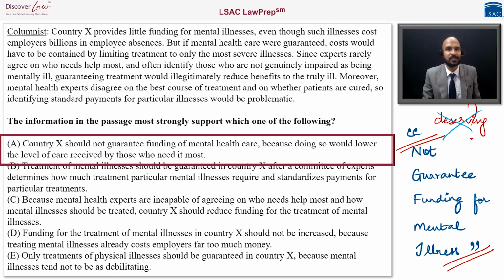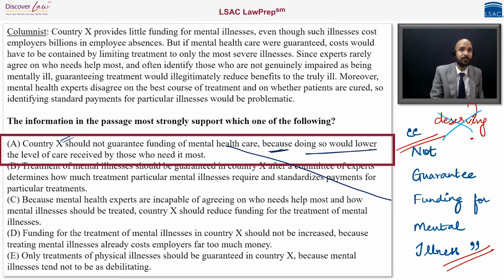As you can see, it reads, country X should not guarantee funding of mental health care. You find the conclusion, and then it gives you the reason, because doing so would lower the level of care received by those who need it the most. Works pretty well. You can look at the other options and see why they're wrong. Let us move ahead.